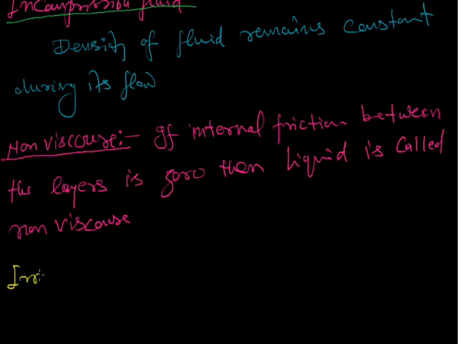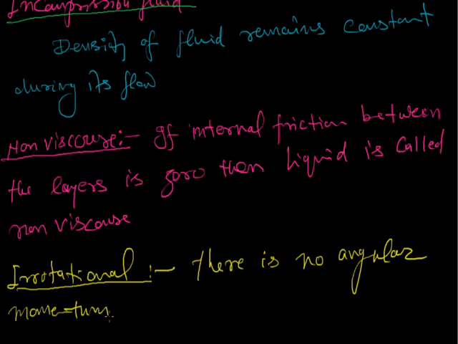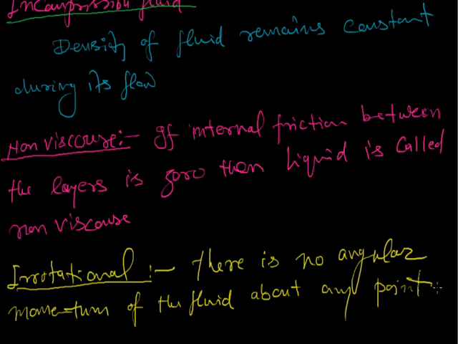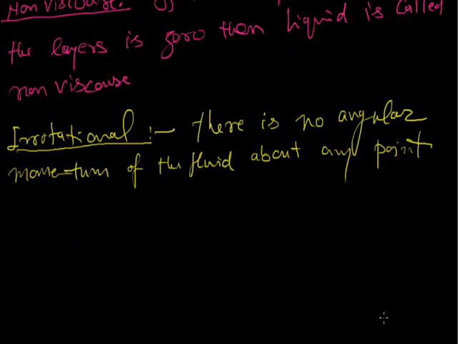Fourth is irrotational. It means there is no angular momentum of the fluid about any point. A very small wheel placed at any point inside such a fluid does not rotate about its center of mass. If we place any small fan or wheel inside the fluid, it does not rotate about its center of mass.